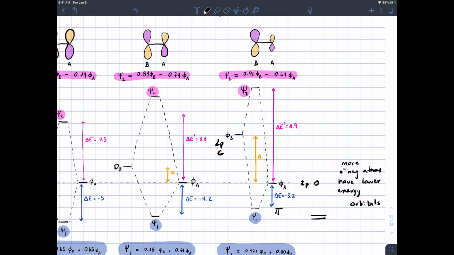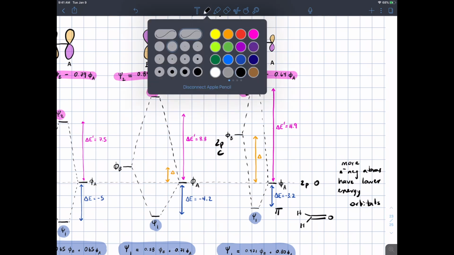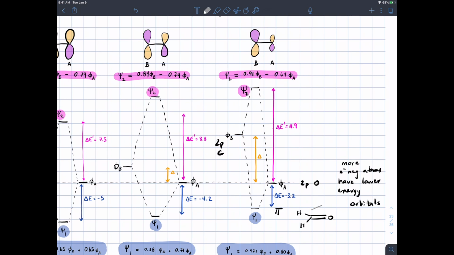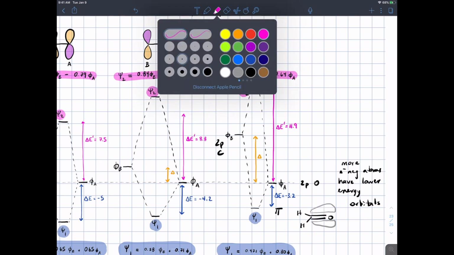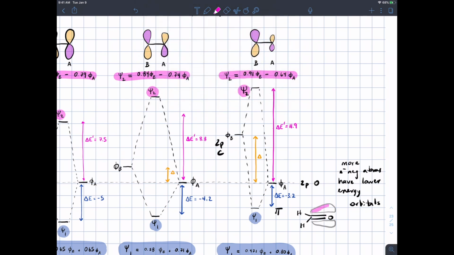And if you did the math for formaldehyde, indeed what you would see, if you did the MO calculations, is more of the pi orbital on oxygen. I don't like to use hash marks. I like to use color. Oops, not that way. Egregious wasting of class time by coloring. It's okay. All right, that's the pi orbital.